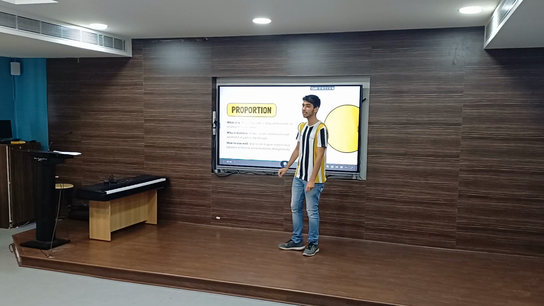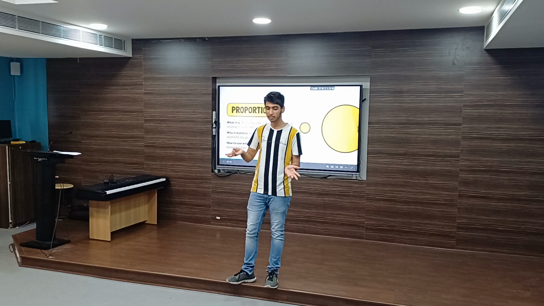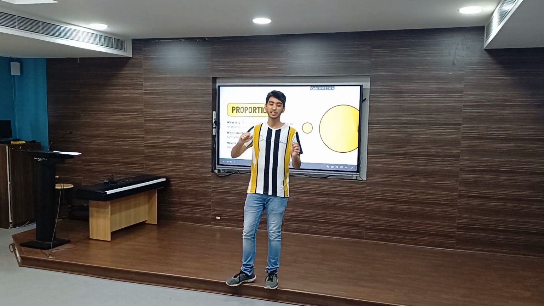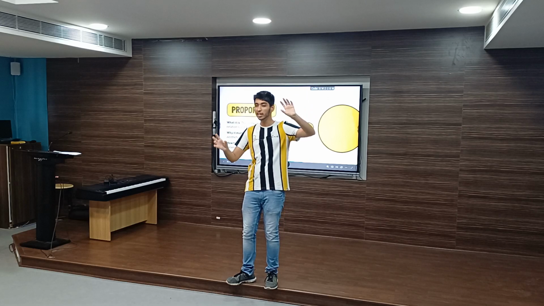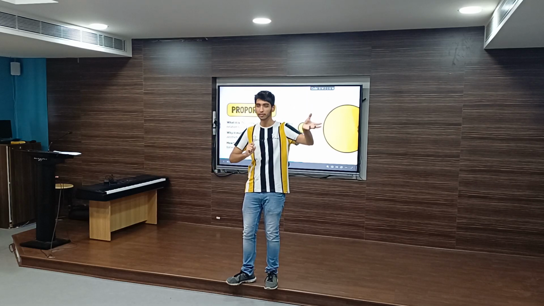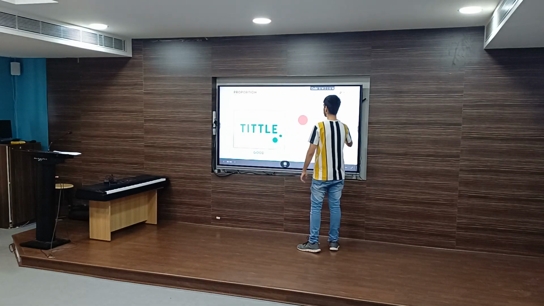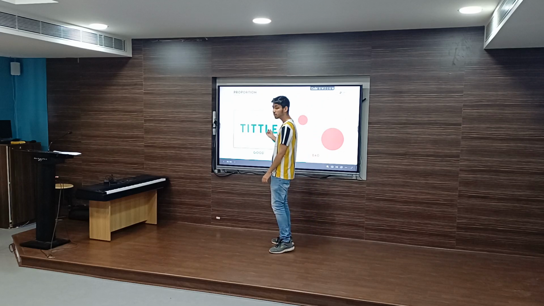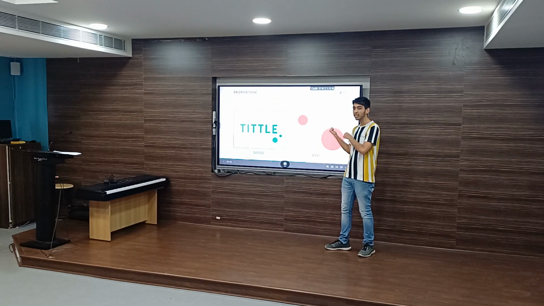Proportion. Proportion relates to your visual hierarchy. Some elements are supposed to be bigger than the others. It's not very complicated. It depends on what you're designing for. I'll show you an example. If the title is much smaller than the circles themselves, won't it draw attention away from the title?